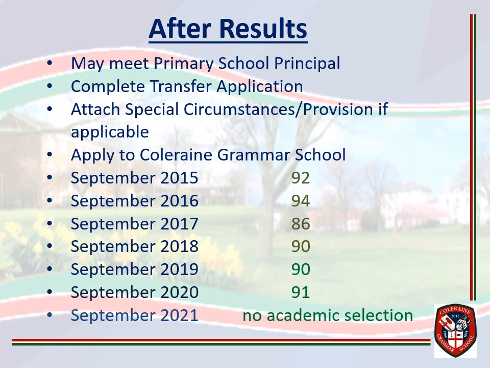After the results, you may meet with the primary school principal. You complete the transfer application, which is an online process these days. You attach any evidence for special circumstances or special provision if that's applicable, making sure you include educational evidence, and then apply to Coleraine Grammar School.